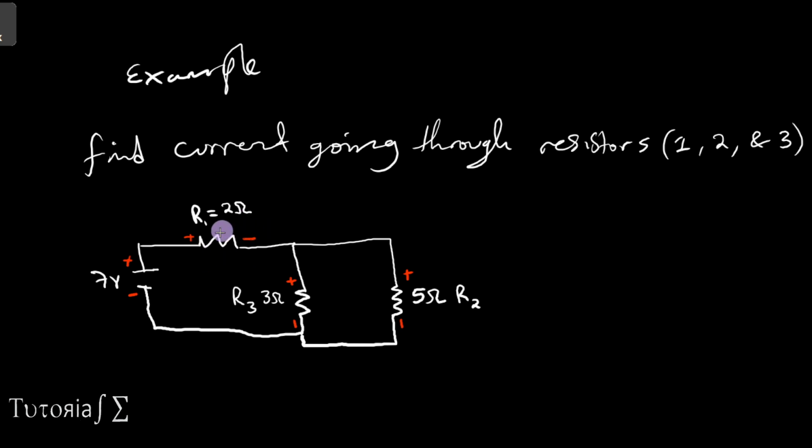Now, after we have identified the polarities, we need to identify the direction of the current. Current always moves from the positive part. So current will move from the positive part here until it reaches a junction. If there is no junction, it continues moving.